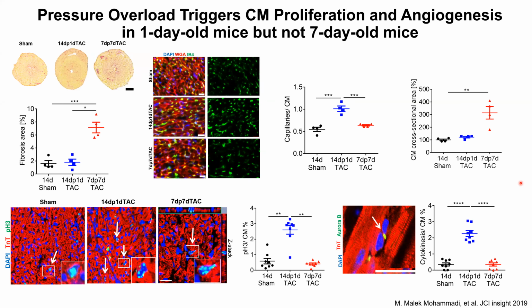So in this publication, I have further shown how inhibition of cardiomyocyte proliferation or angiogenesis leads to a maladaptive response, even if it is induced from the first day. So it means that cardiomyocyte proliferation and angiogenesis are the hallmark of this adaptive response.